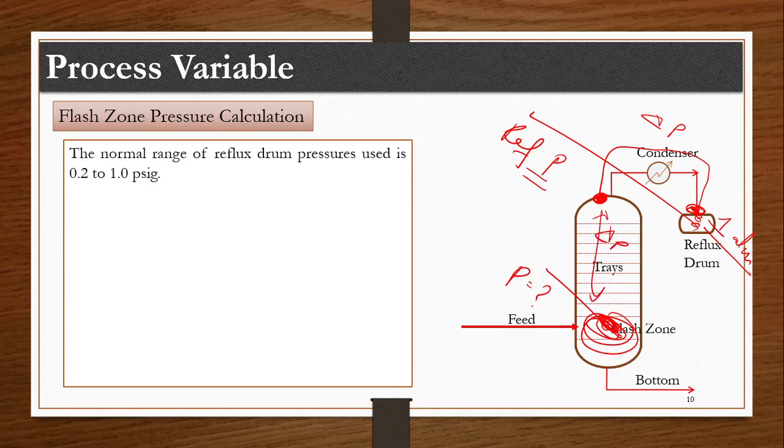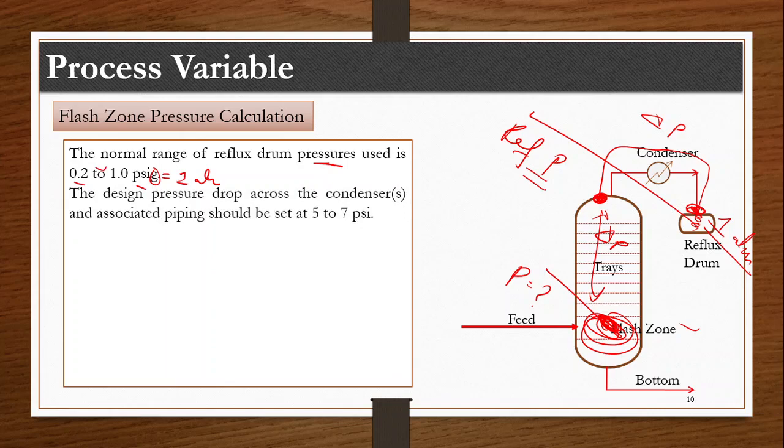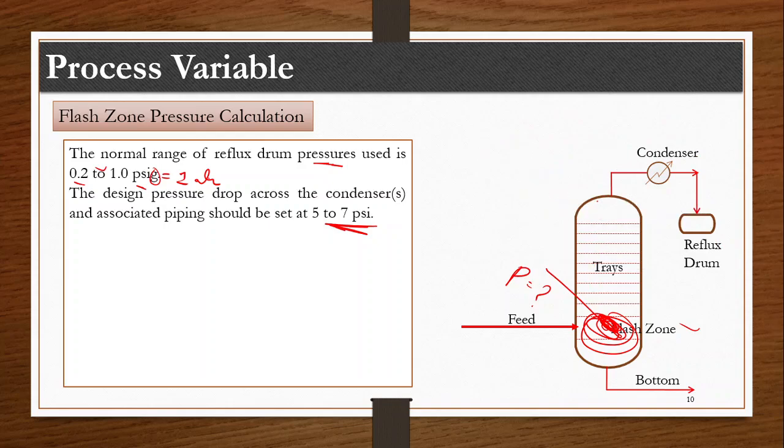So all these pressure drops have to be calculated, and then we can find out the pressure at the flash zone. For example, the normal range of the reflux drum pressure is about 0.2 to 1 psig. It means that it is 1 atmospheric pressure. Psig means gauge value, so it is very close to atmospheric pressure. The design pressure drop across the condenser and associated pipe should be 5 to 7 psi. So between these two points, delta P is 5 to 7 psi.